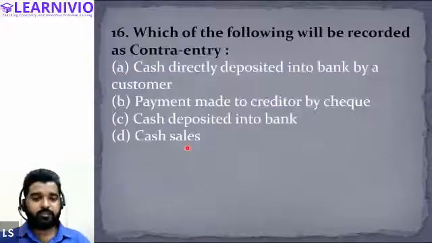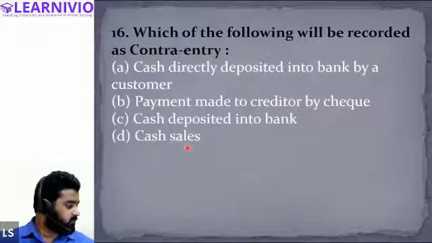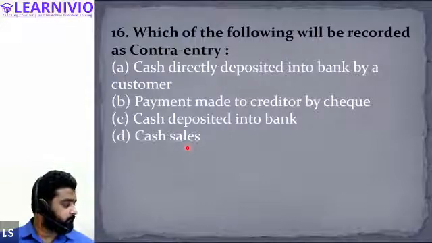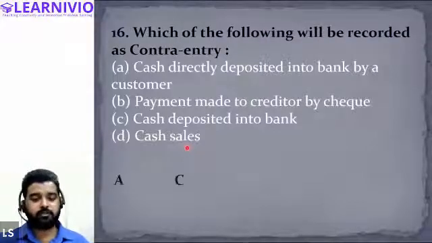Next, which of the following will be recorded as a contra entry? Out of these, which will be recorded as the contra entry? Cash deposited into bank. So option C is the correct option. Yes, sir.